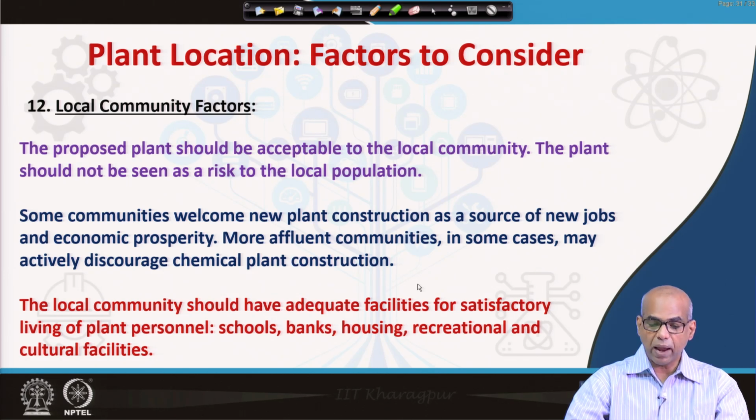Local communities should have adequate facility for satisfactory living of plant personnel. Schools, banks, housing, recreational and cultural facilities should be available. So, these are all the 12 factors that you can consider for deciding plant location.